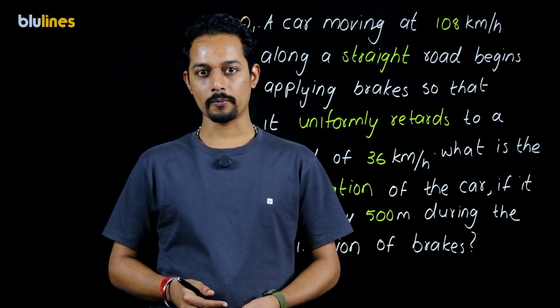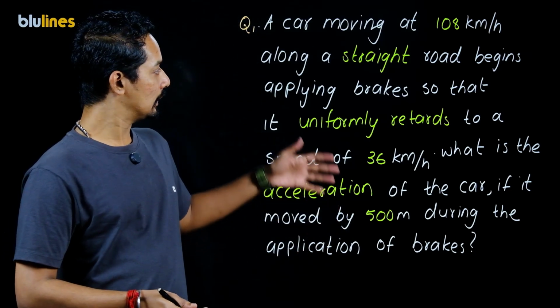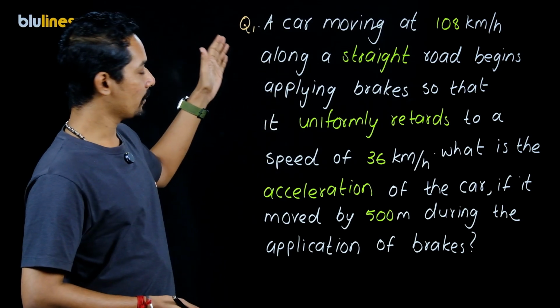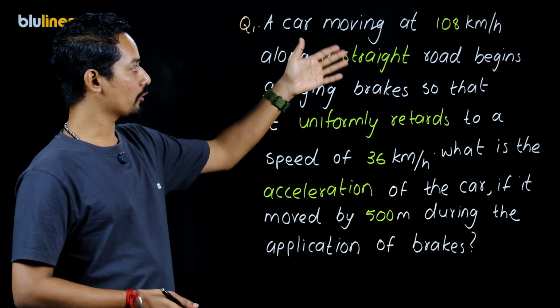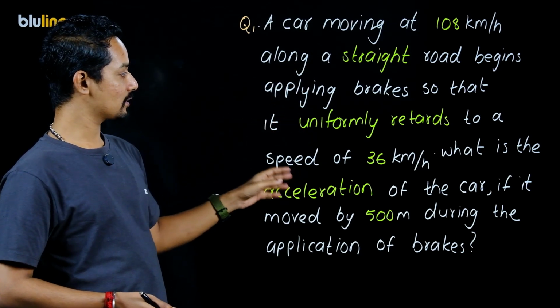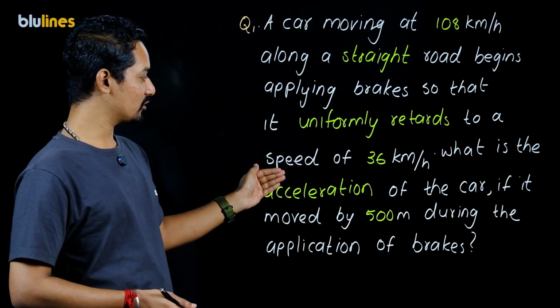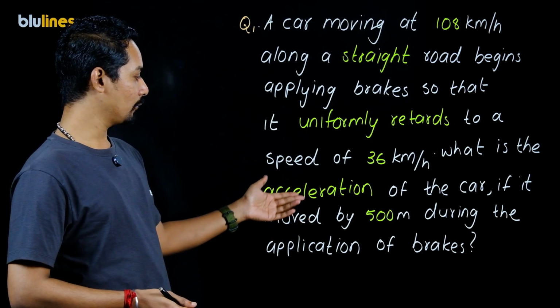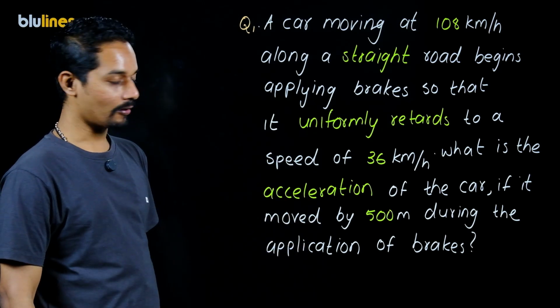Having learned the equations of motion, let's apply these equations of motion to solve a few problems. So question number 1. A car moving at 108 km per hour along a straight road begins applying brakes so that it uniformly retards to a speed of 36 km per hour. What is the acceleration of the car if it moved by 500 meters during the application of brakes?